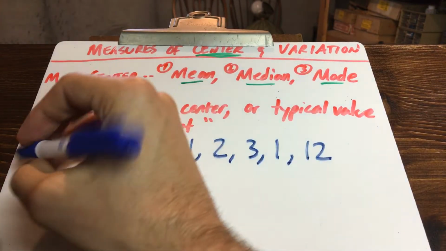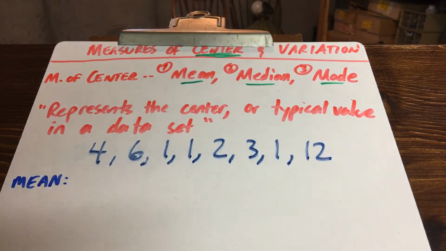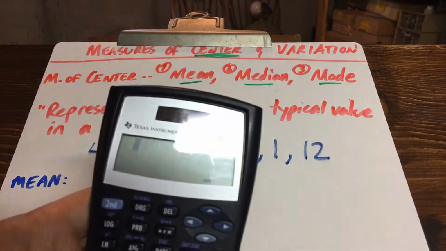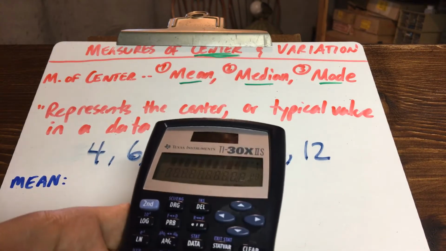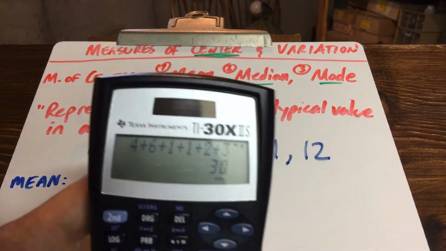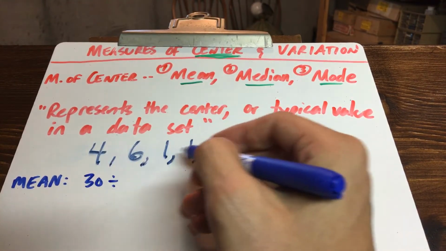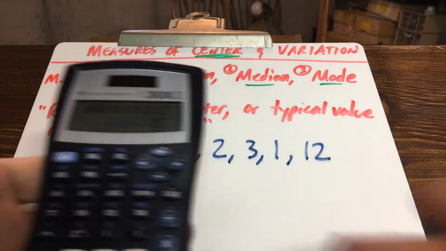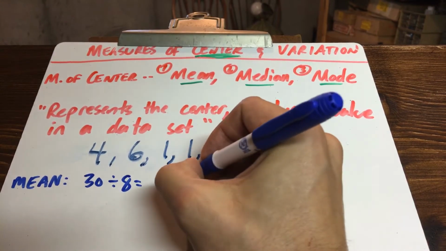All right, the mean is where you add up all the numbers, divide by how many numbers there are. And a calculator is going to be your best friend. So if you wanted a calculator for this one, which actually you could probably add this one up in your head, but just for the sake of time, I'm going to add all these up. I got 30. I'm going to divide by how many numbers there are. 1, 2, 3, 4, 5, 6, 7, 8. 30 divided by 8 gives me 3.75. Now, that is the mean.